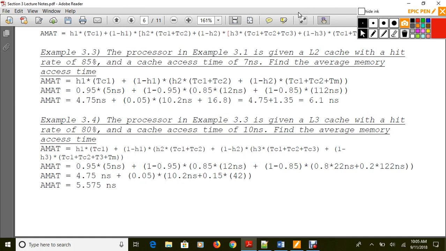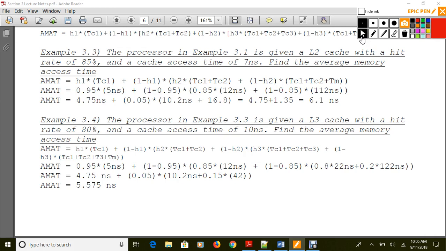So for now, we'll just focus on getting through section 3. Does anybody have any questions specifically on previous stuff in section 3 from the lecture notes? Okay, so in the previous Tuesday, we went over average memory access time.